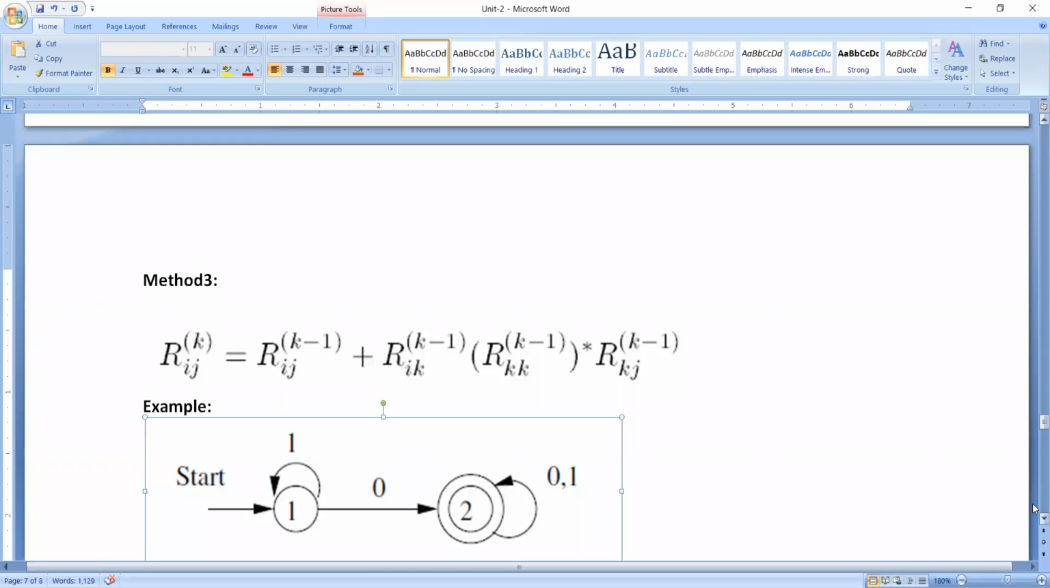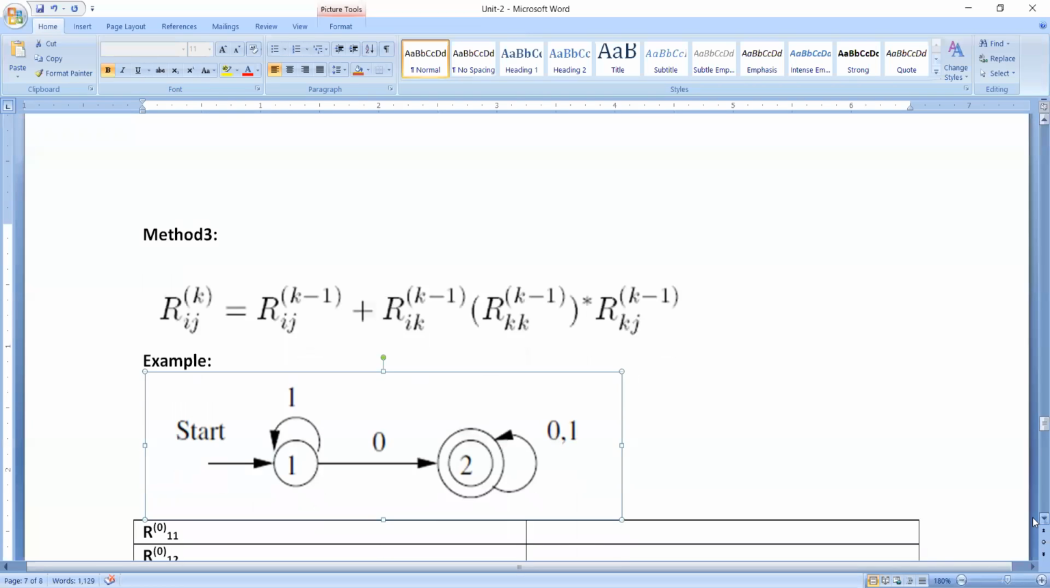That is the reason why I am discussing it last, the method for converting the given finite automata into the regular expression. Okay, now if you look at this, this is my finite automata. Now I want to convert this finite automata into the regular expression. If I want to do that, first of all, you have to know what this is.